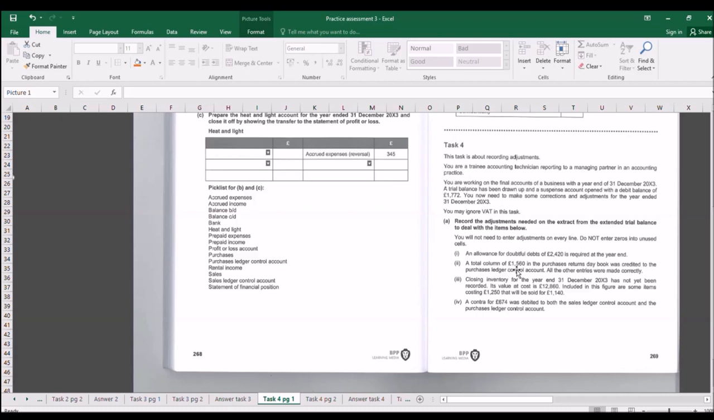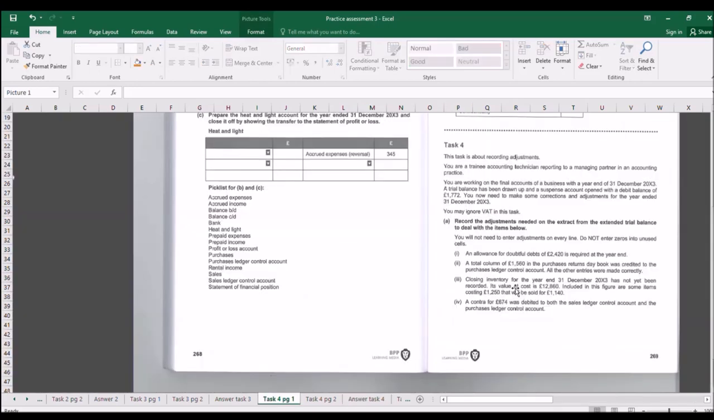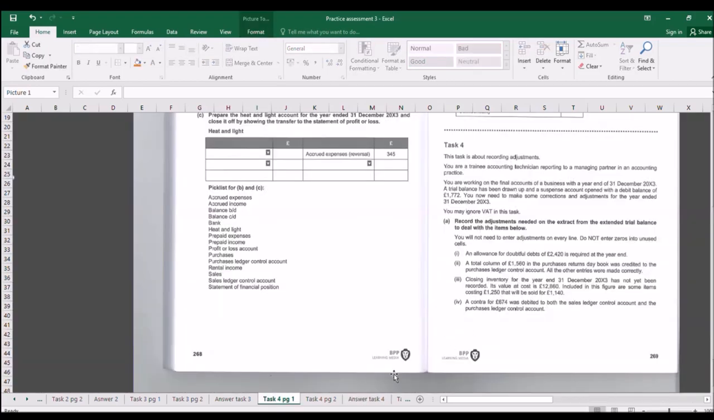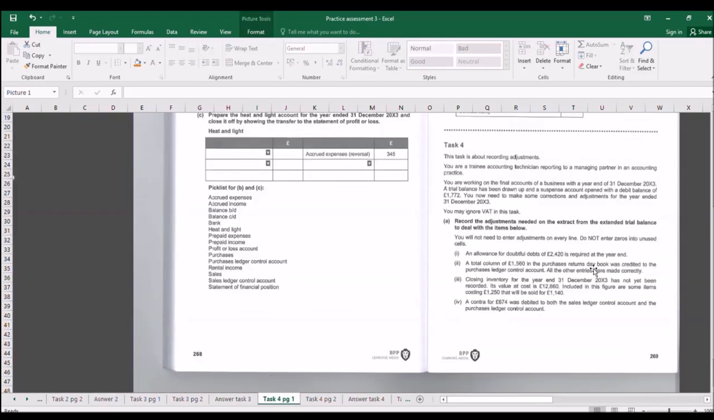A total column of 1560 in the purchase returns day book was credited to the purchase ledger control account. All other entries were made correctly. So let's go through in here. Purchase returns day book. Okay, so we went purchase returns and purchase ledger control account. And the amount was 1560. And what did we do there? We credited it.